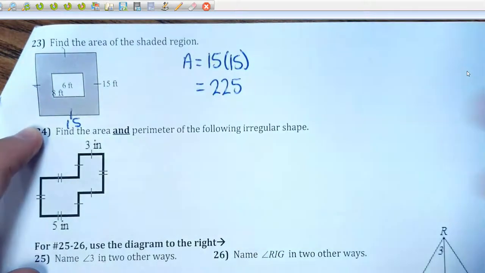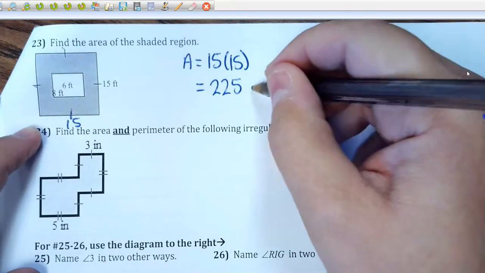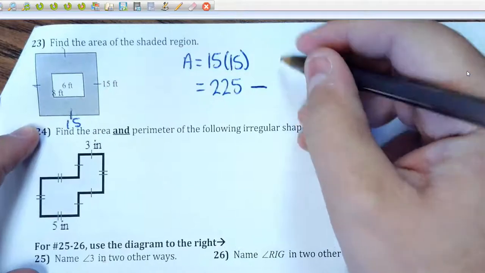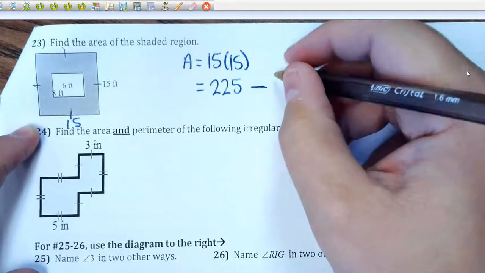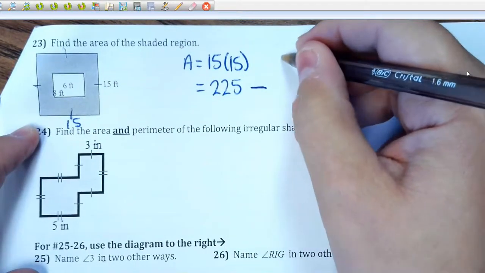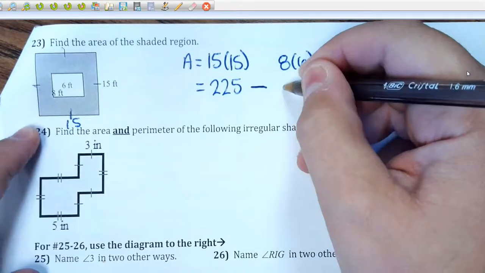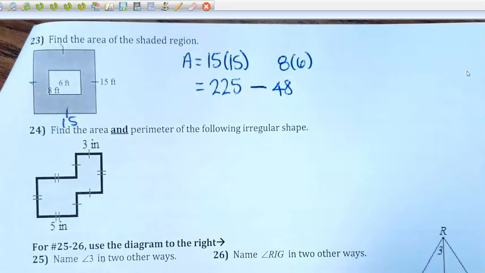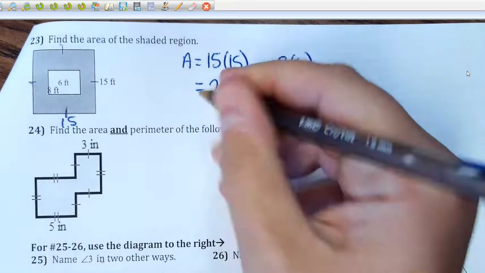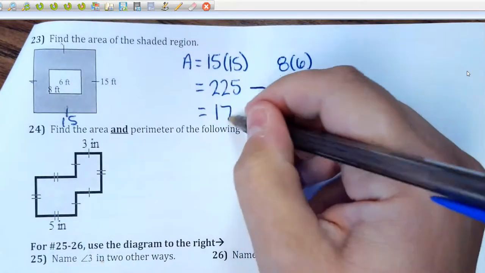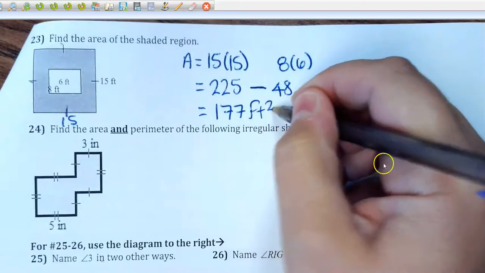And what I want to do is subtract the little rectangle in the middle that is not shaded. The area of that would be, again, length times width or base times height, 8 times 6. So the whole thing, if it was all shaded in, would be 225. I'm going to subtract out the area in the middle there, so I'm going to do 225 minus 48. So 177, this is square feet, would be my answer for that question.